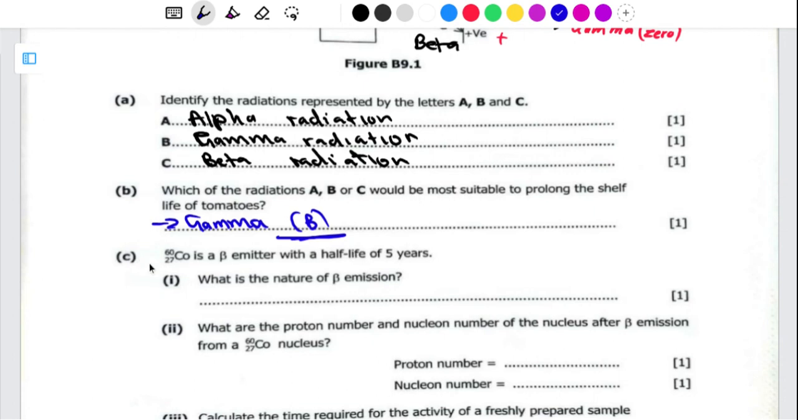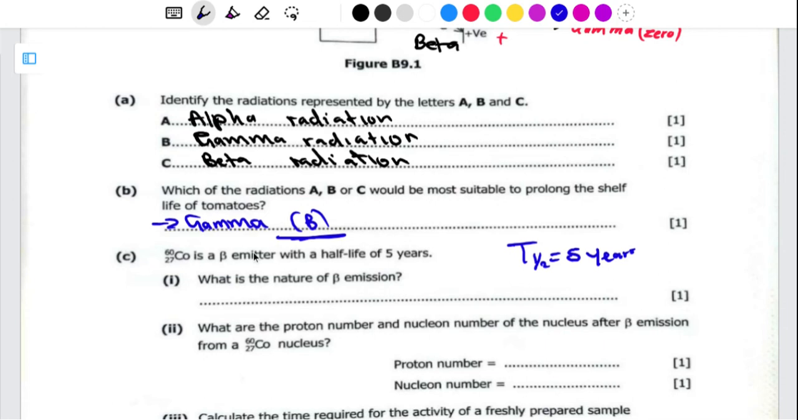Then we are here, question C. We have cobalt-60, which is a beta emitter with a half-life of 5 years. So we have been given the half-life here to be 5 years.